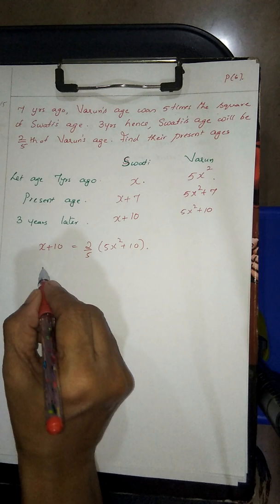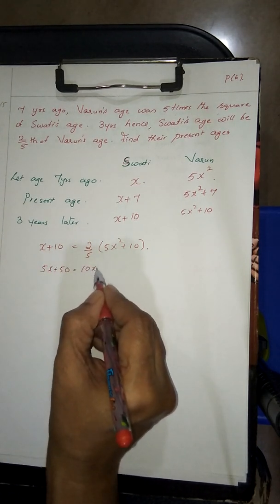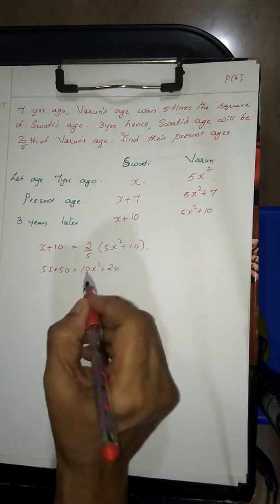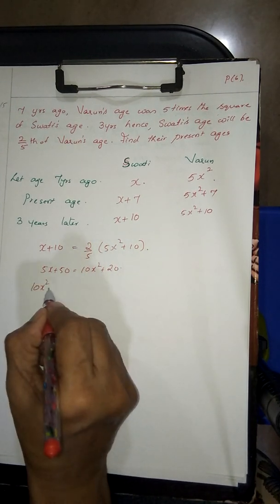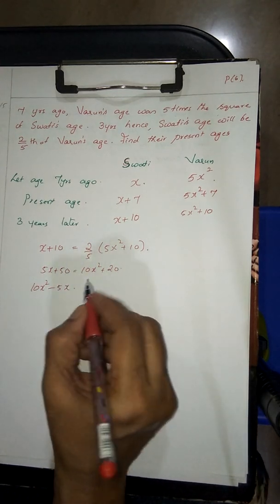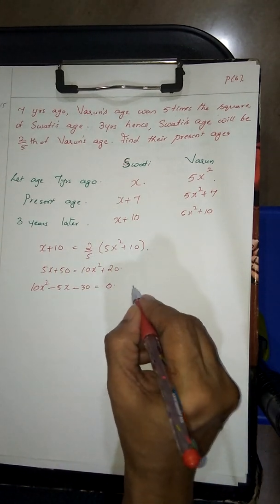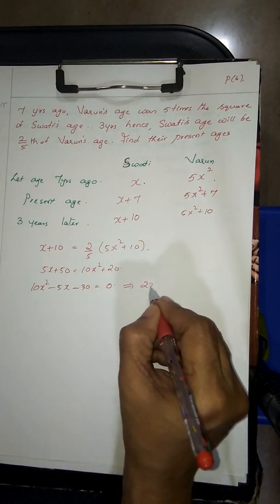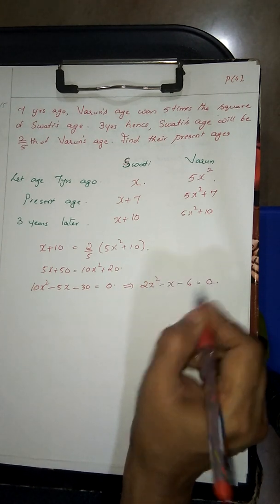So we will simplify. 5x plus 50 is equal to 10x squared plus 20. So it is 10x squared minus 5x, and 20 minus 50 will be minus 30, is equal to 0. So this can be written as 2x squared minus x minus 6 is equal to 0.